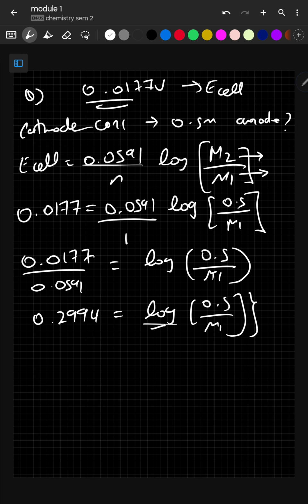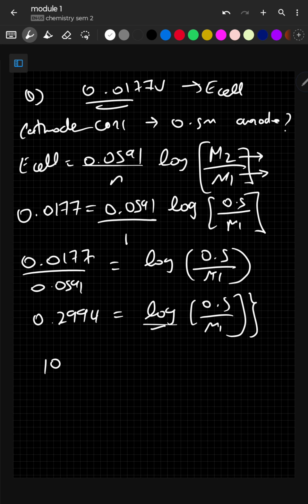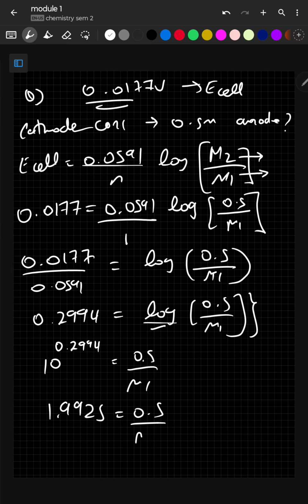That's what we have understood by this mistake, because I was not getting the answer. I don't know if it's some other mistake, but I did not get the answer that way. So what did you understand by that? Don't take it separately. So I have to take 10 power. To take the antilog, remember, 10 power 0.2994 equals 0.5 by M1. So 10 power 0.2994 is 1.9925 equals 0.5 by M1. So 0.5 by 1.9925. Yeah, so then I'm getting M1 as 0.25 molar, which is correct.